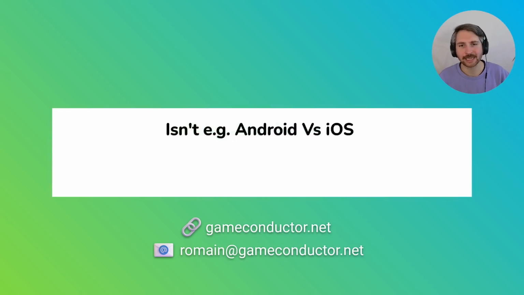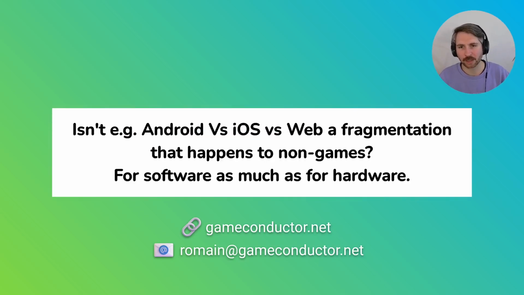So the question is, isn't Android versus iOS versus web a fragmentation that happens to non-games? That's true. We have a lot of fragmentation for mobile apps, for example. That's also why they are usually built with web views, because it is easier to build a cross-platform app that way. But I think this is more prevalent for video games. And if it was not clear in my presentation, not only will you have to build your game for all the platforms, but your capability to test them will be different according to the platform you're targeting.